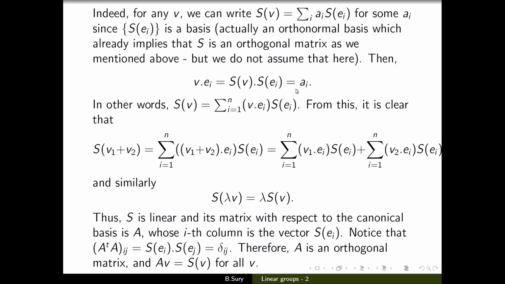Because of that, we have this. And we know that S preserves dot product. So AI can also be regarded as V dot EI. So when I write like this, immediately things become clear that S is indeed linear.